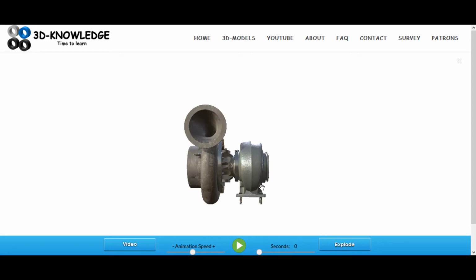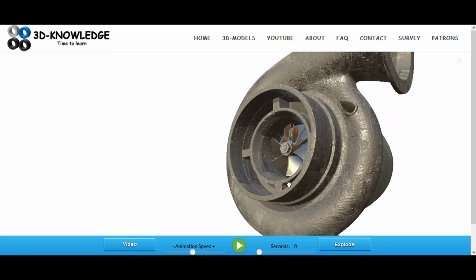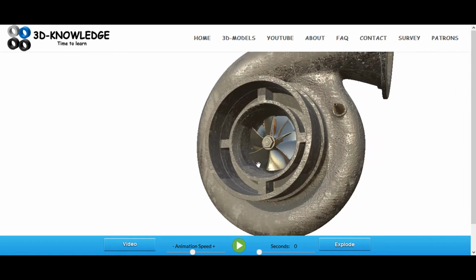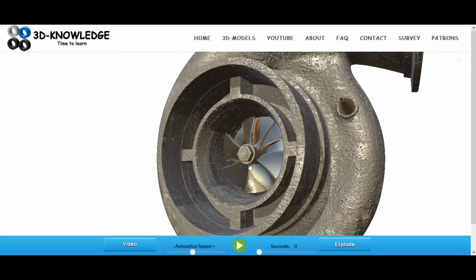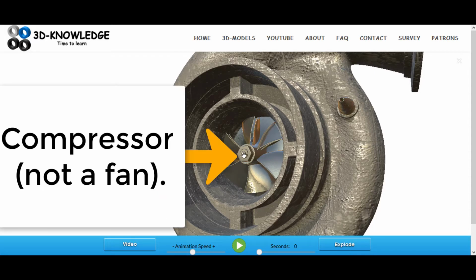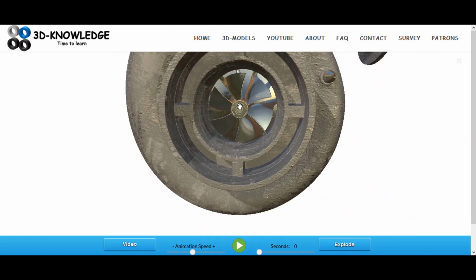This is only a short video, so we're not going to talk in depth about every single part, but I want to draw your attention to these bits here. The first bit is this fan. It looks a bit like a fan. It isn't actually a fan, it's actually a compressor. And what's happening is it's drawing air in to the middle here, roughly where this nut is.